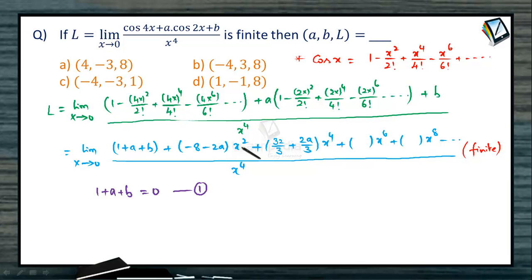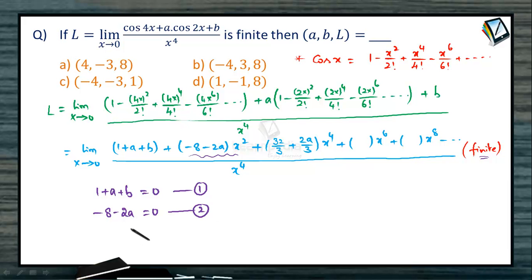Now can there be a presence of an x square term? When there is an x square term, that x square by x to the power of 4 would leave us with x square in the denominator. As x tends to 0, that term which is having 1 by x square would again become infinite and the limit will not become a finite number. So even this term must also be exhausted. When is it possible? Yes, minus 8 minus 2a should also become 0, right?